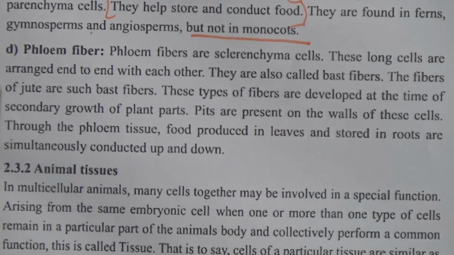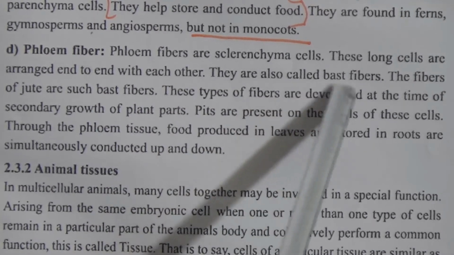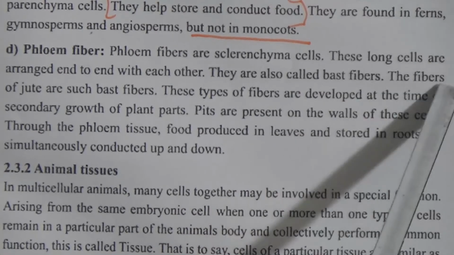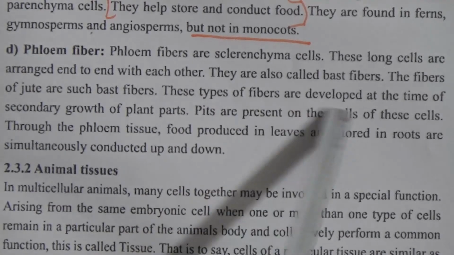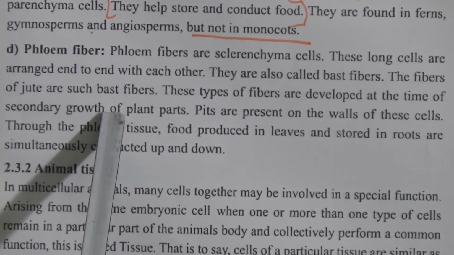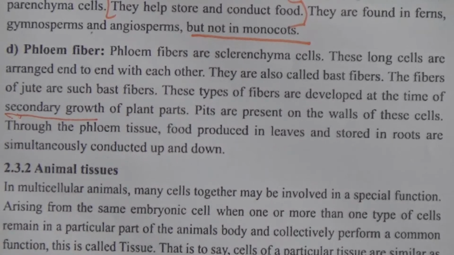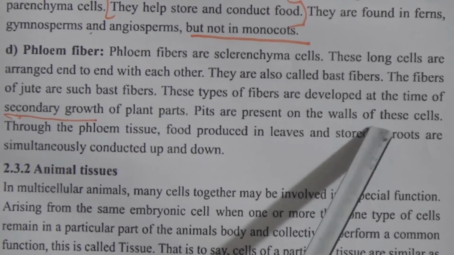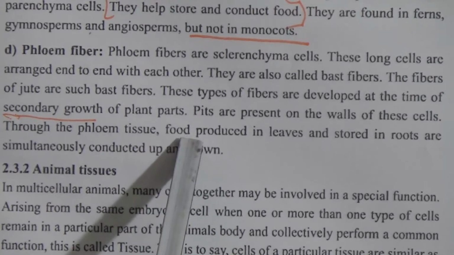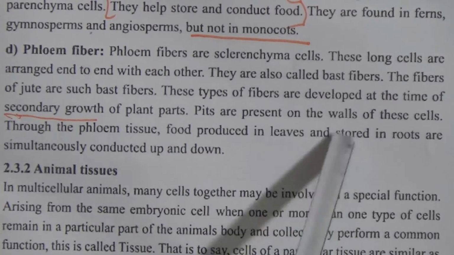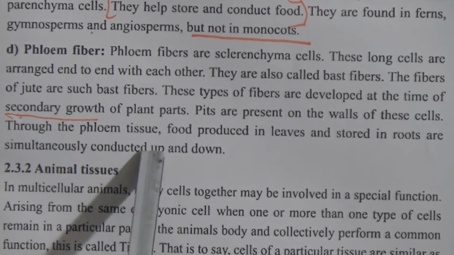These long cells are arranged end to end with each other. They are also called bast fiber. The fibers of jute are such bast fibers. These types of fibers are developed at the time of secondary growth of plants. Underline this, secondary growth. Pits are present on the walls of these cells, through which the phloem tissue and foods produced in leaves and stored in roots are simultaneously conducted up and down.